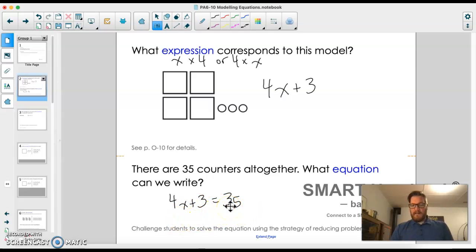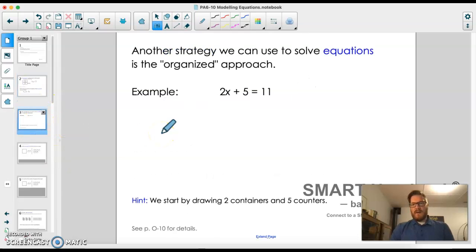Just challenge you real quick. See if anyone can figure it out. I'm sure a lot of you can figure it out, how many counters there would be in each box. But we can actually try a different strategy to solve this called the organized approach.